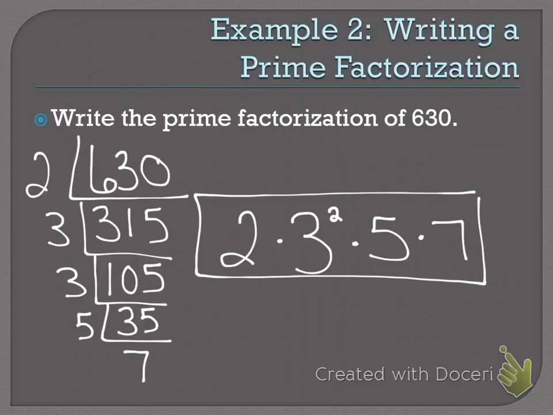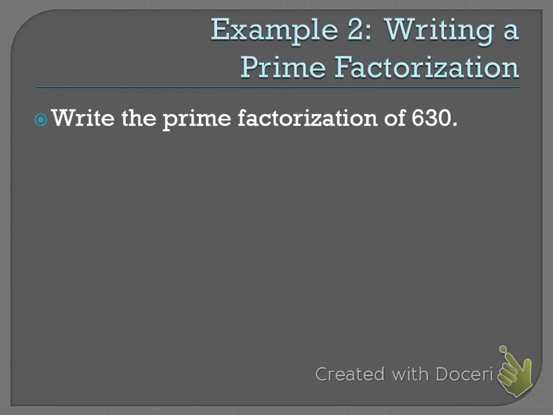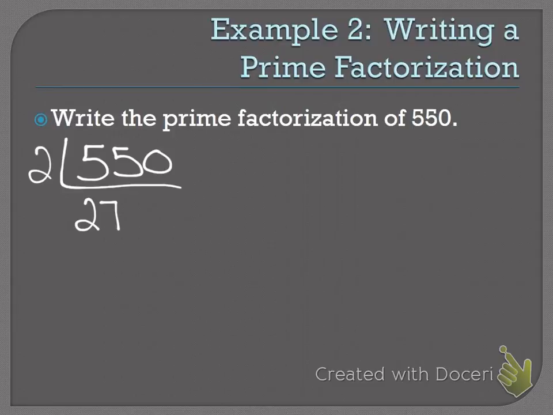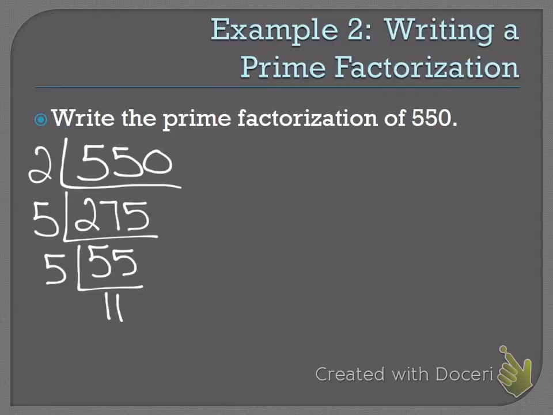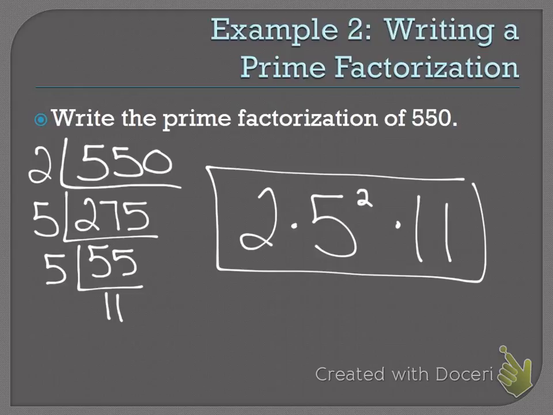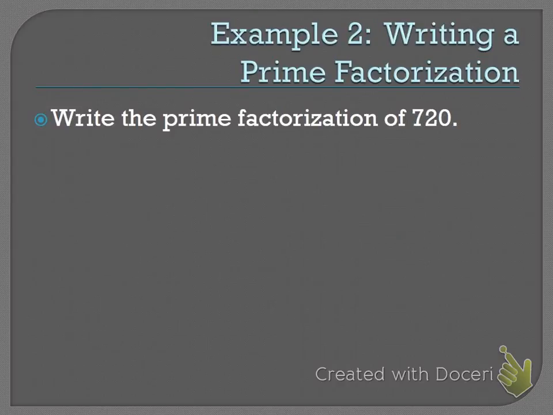We're going to do 550 now. I want you to do the prime factorization of 550. Okay, so let's check. I started by dividing by 2. Then 5, then another 5 and 11. So 2 times 5 squared times 11. Did you get that right? Okay, very good.